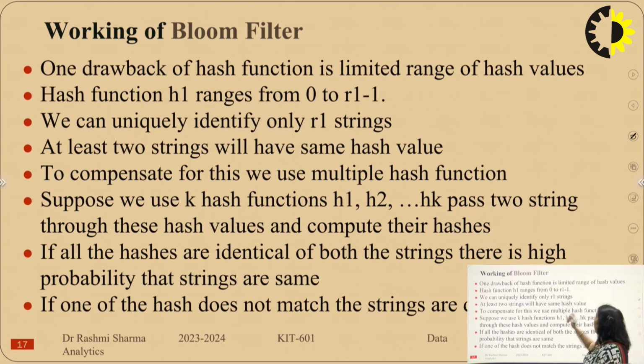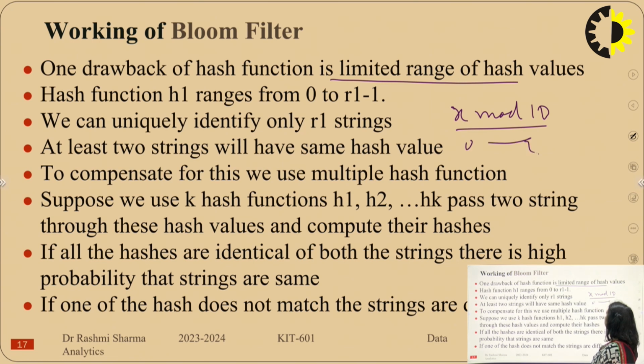So one drawback is that a hash function has a limited range of hash values. If I take x mod 10, then definitely I have 0 to 9 values in this particular hash function. So that is a limited range. Hash function h1 ranges from 0 to r1 minus 1, as I told you, 0 to 9. We can uniquely identify only r1 strings. At least 2 strings will have the same hash value, and I have to do a lookup also. First I would insert and then I will do a lookup.